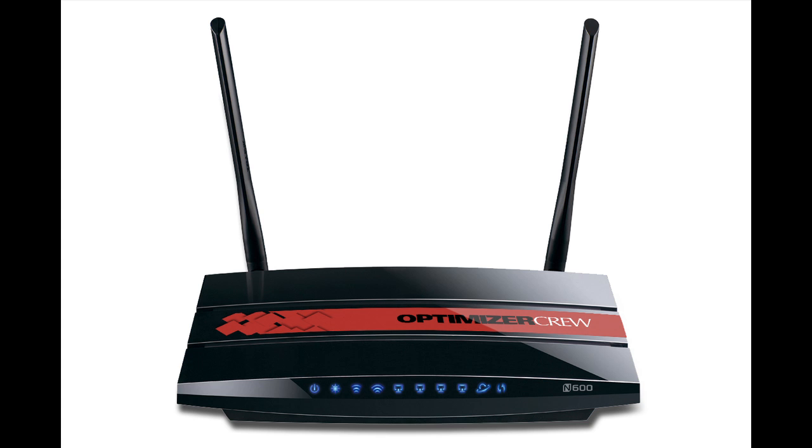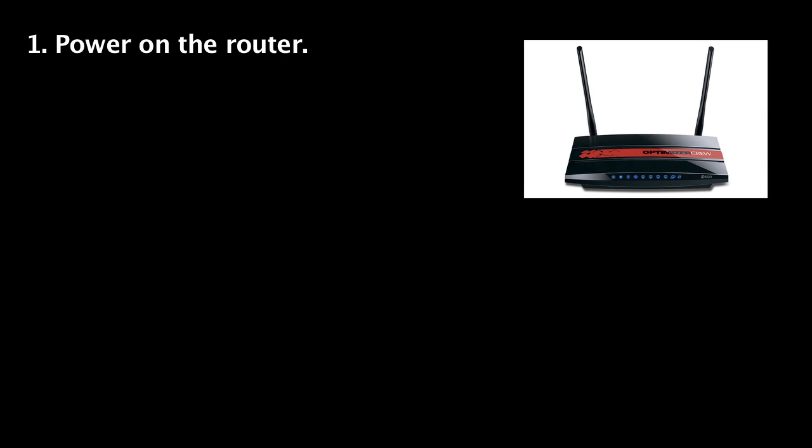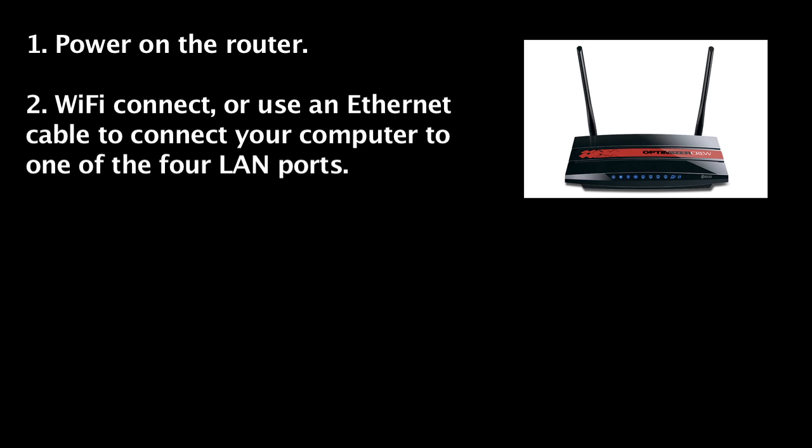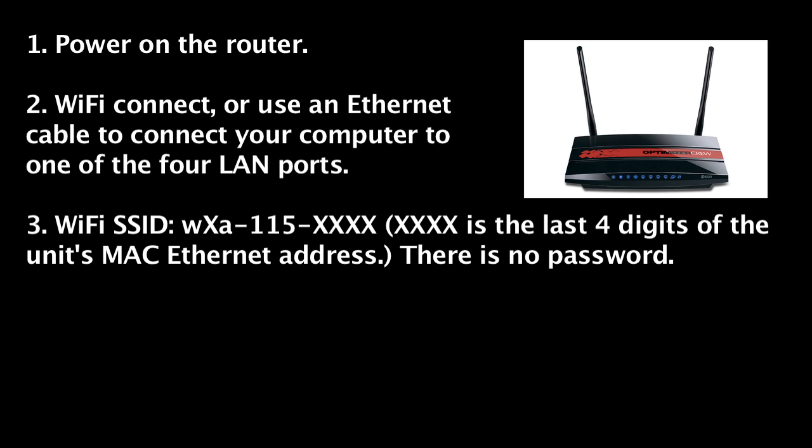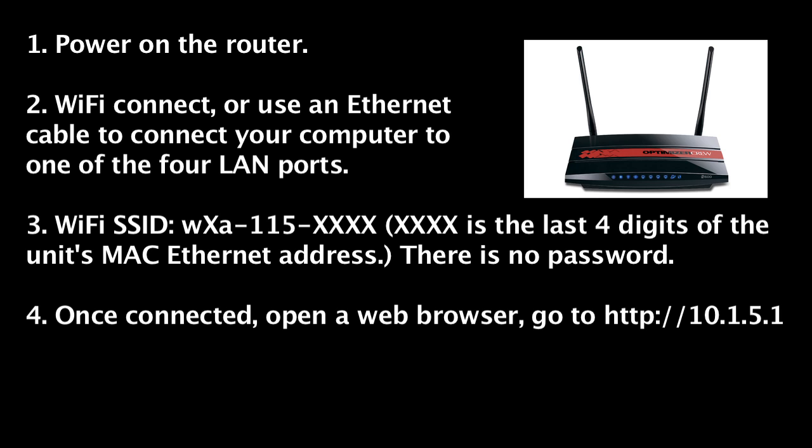To access the UI, the user interface, first power on the router. Second, either Wi-Fi connect to the router or use an Ethernet cable to connect your computer to one of the 4 LAN ports. Third, the Wi-Fi SSID is small w, capital X, small a, -115-XXXX, where XXXX is the last 4 digits of the unit's MAC Ethernet address. There is no password.